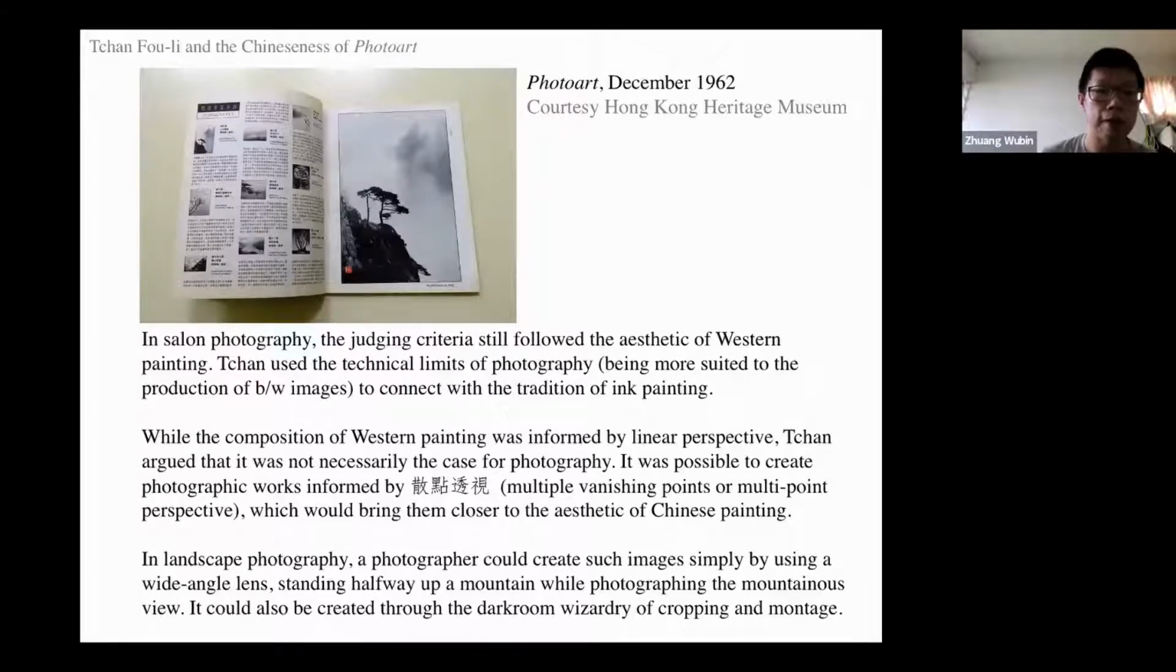So Chan felt that Western painting was informed by linear perspective, and he felt that it was not necessarily the case for photography. And he felt that it was possible to do 3点透视, which is multiple vanishing points or multiple point perspective, which would bring photography closer to the aesthetic of painting. He proposed that in landscape photography, a photographer could do that by using a wide angle lens, standing halfway up the mountain and photographing the view, where you would have the top view, the bottom view, and then the middle view. And then he also said that you could always do that in the dark room.